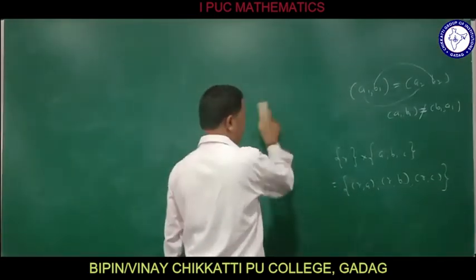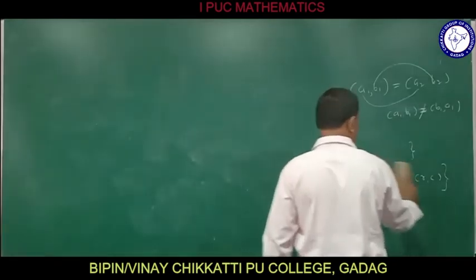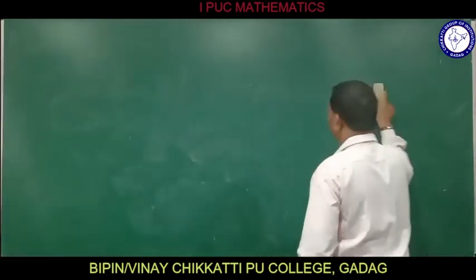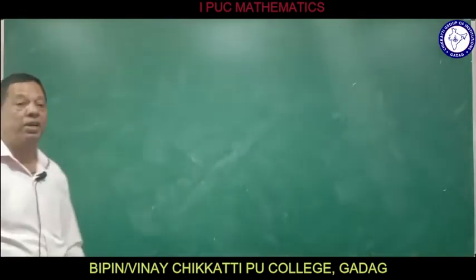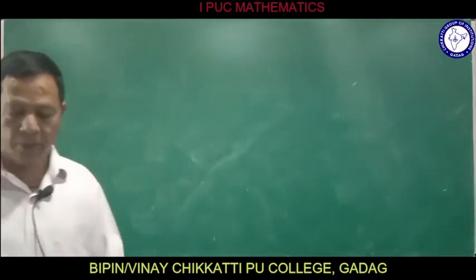I hope you understood that. The definition we have used here is the equality of ordered pairs: when two ordered pairs are equal, their corresponding elements are equal, otherwise they are not equal.